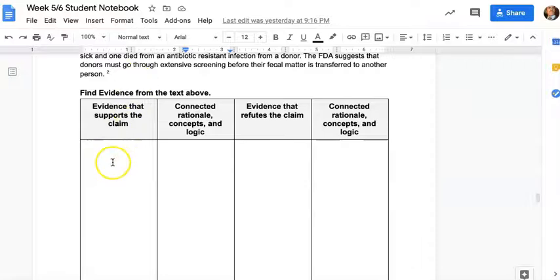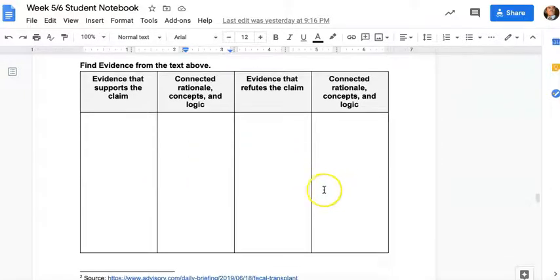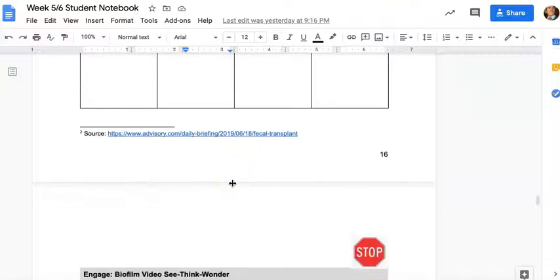But from the text above, evidence that supports the claim that we should all get a Hadza microbiome going. And then it's things that support that, why you think that. What's your logic behind this claim? And then from above, or from your own research, what would refute the claim? Why shouldn't we all get a transplant to have the Hadza microbiome? And then what's your logic there? So you want to be able to argue both sides, because there are 2 sides to this debate.